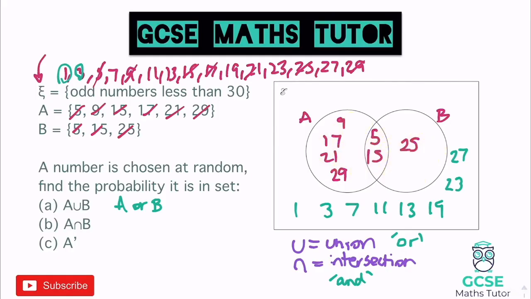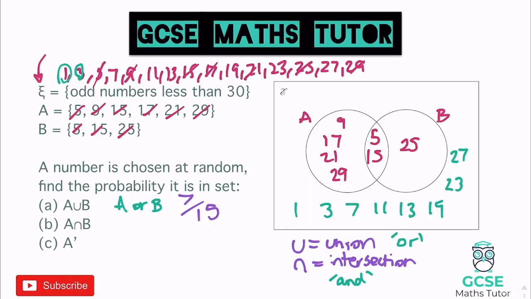I'm going to get rid of that highlighter there, but we've got 7 numbers. So let's write that down. We've got 7 numbers that are in A or B out of a total. And again, you can count them all from the Venn diagram or from that list that I did at the top, but all the odd numbers between 1 and 30. There are 1, 2, 3, 4, 5, 6, 7, 8, 9, 10, 11, 12, 13, 14, 15 numbers. There you go. So it's 7 out of 15.